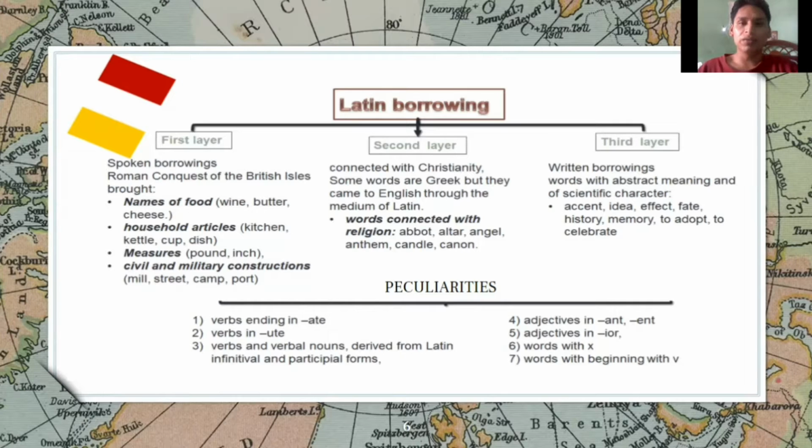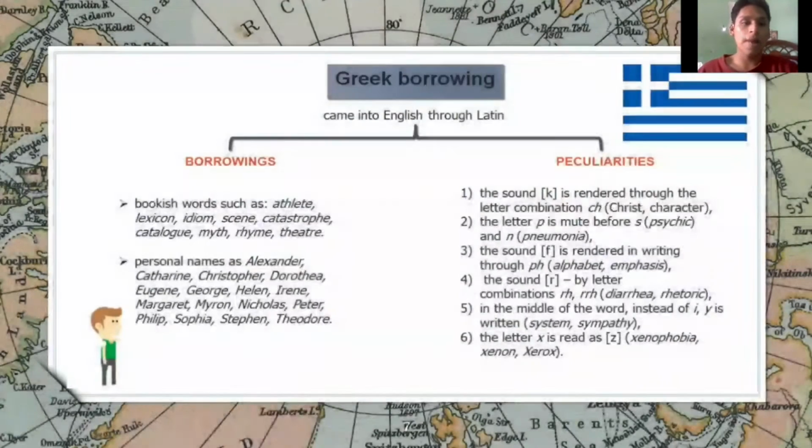Some peculiarities of the Latin borrowings are verbs ending in -ate, verbs ending in -ute, verbs and verbal nouns derived from Latin infinitival and participial forms, adjectives ending in -ant and -ent, adjectives in -ior, words with v, and words beginning with b.